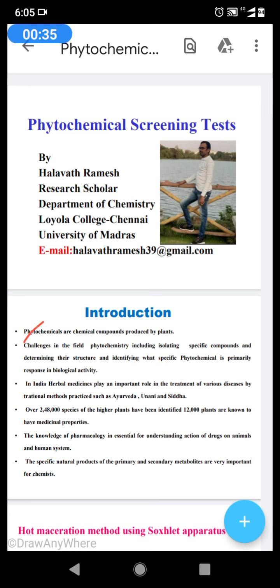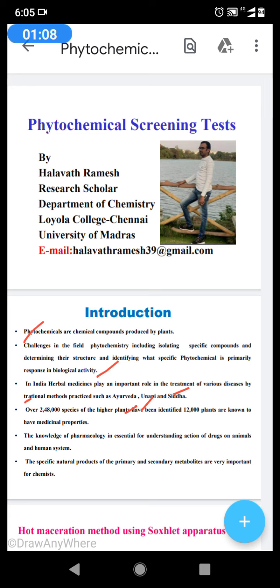Phytochemicals are the chemical compounds produced by plants. Challenges in the field of phytochemistry include isolating specific compounds, determining their structure, and identifying what specific phytochemicals are primarily responsible for biological activities. You can see the third point. In India, herbal medicines play an important role in the treatment of various diseases by traditional methods practiced such as Ayurveda, Unani and Siddha.